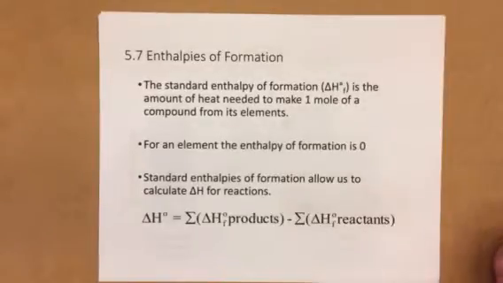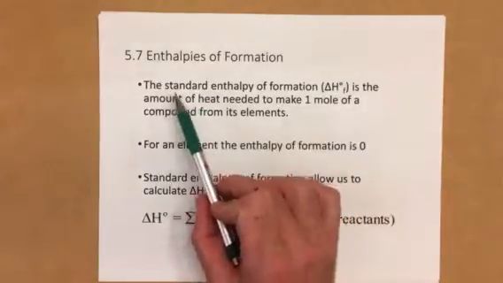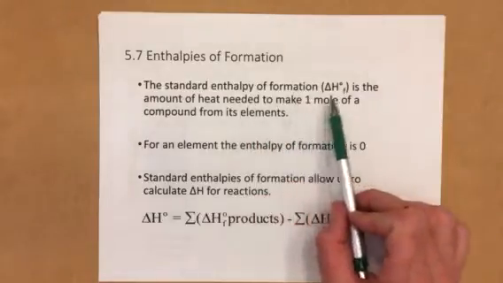All right, Marauders, in this video, 5.7, Enthalpies of Formation, we're going to look at how enthalpies of formation can be used to find the enthalpy change of a reaction. It's kind of similar to Hess's law that we talked about last time. Hess's law is that if we know several reactions that can be added together and we know their enthalpy changes, then we can find the enthalpy change of another reaction by adding together the enthalpy changes of those known steps. So same kind of thing, but here we're going to be using something called standard enthalpies of formation.